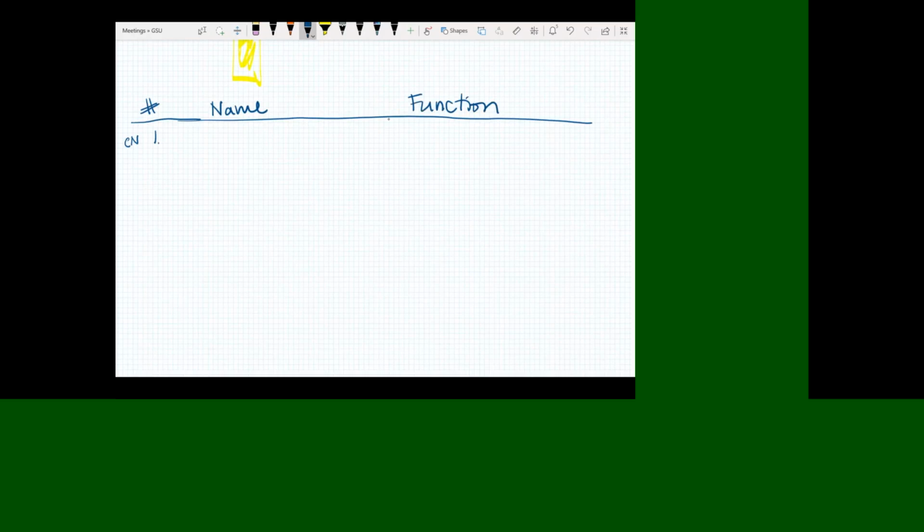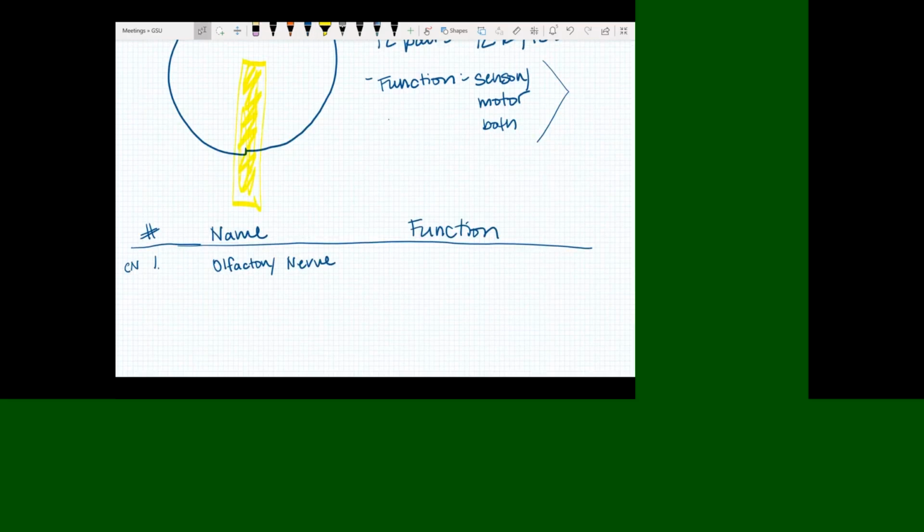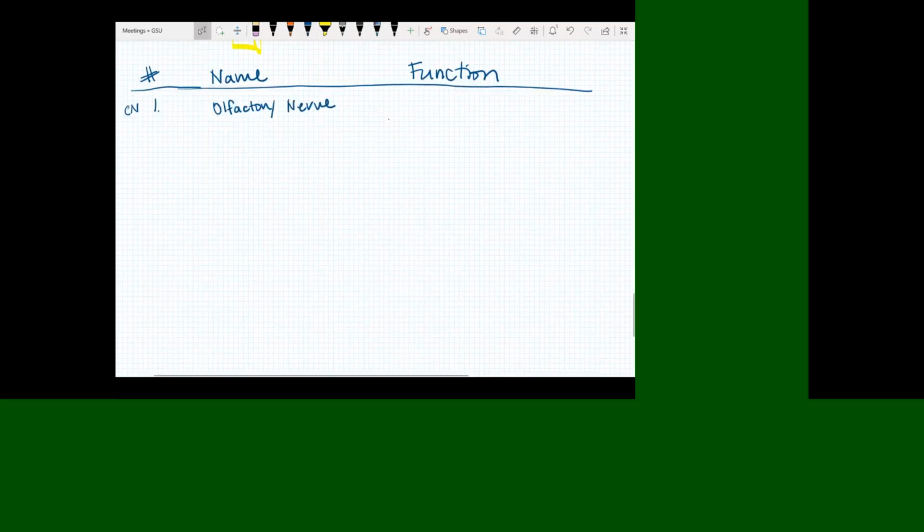So cranial nerve 1, the name will be the olfactory nerve. So this is going to be a sensory. So we're going to have three options for function: sensory, motor, or both. So olfaction is a sensory information type pathway. So it will only be sensory. That's what the S will mean. We'll write that out for this first one. It will only carry sensory information, and it is carrying the sensory information of smell, olfactory.